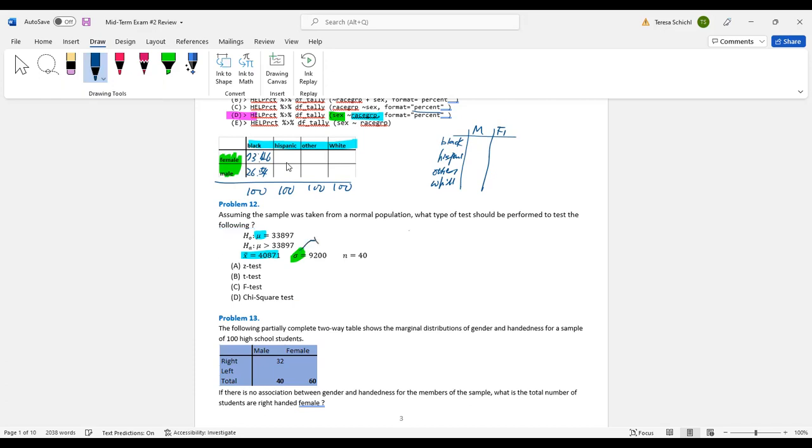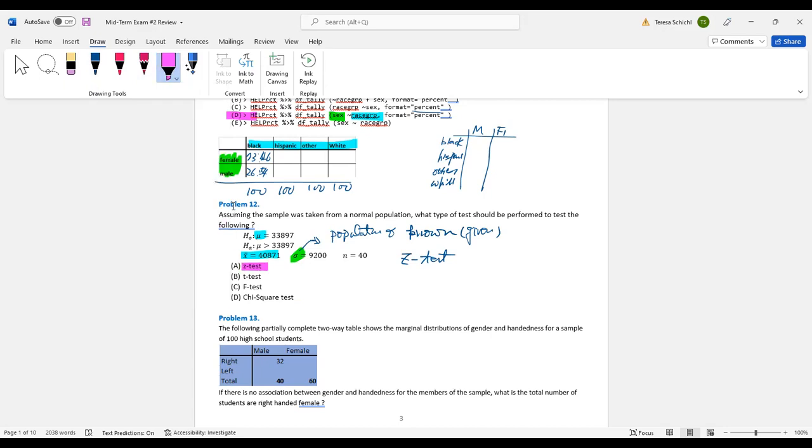But what is this one here? This is the population sigma. So it's known, right? Sometimes we say it's given. If it's given or known, what do we mean here? That means we use the z-test here, right? All right, so that's why we put the z-test here.